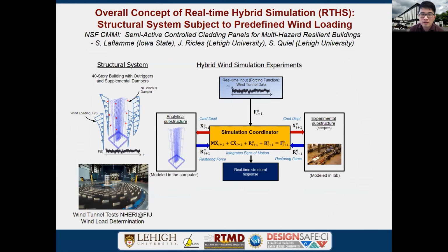So let's talk about the overall concept of real-time hybrid simulations. Typically, real-time hybrid simulations have three components. You see the left component is the analytical substructure, which is something you can confidently model in the computer. And the right one is the experimental substructure, whose dynamics could be complex or sensitive to the excitations or the imposed displacements. We can physically model it in the lab.